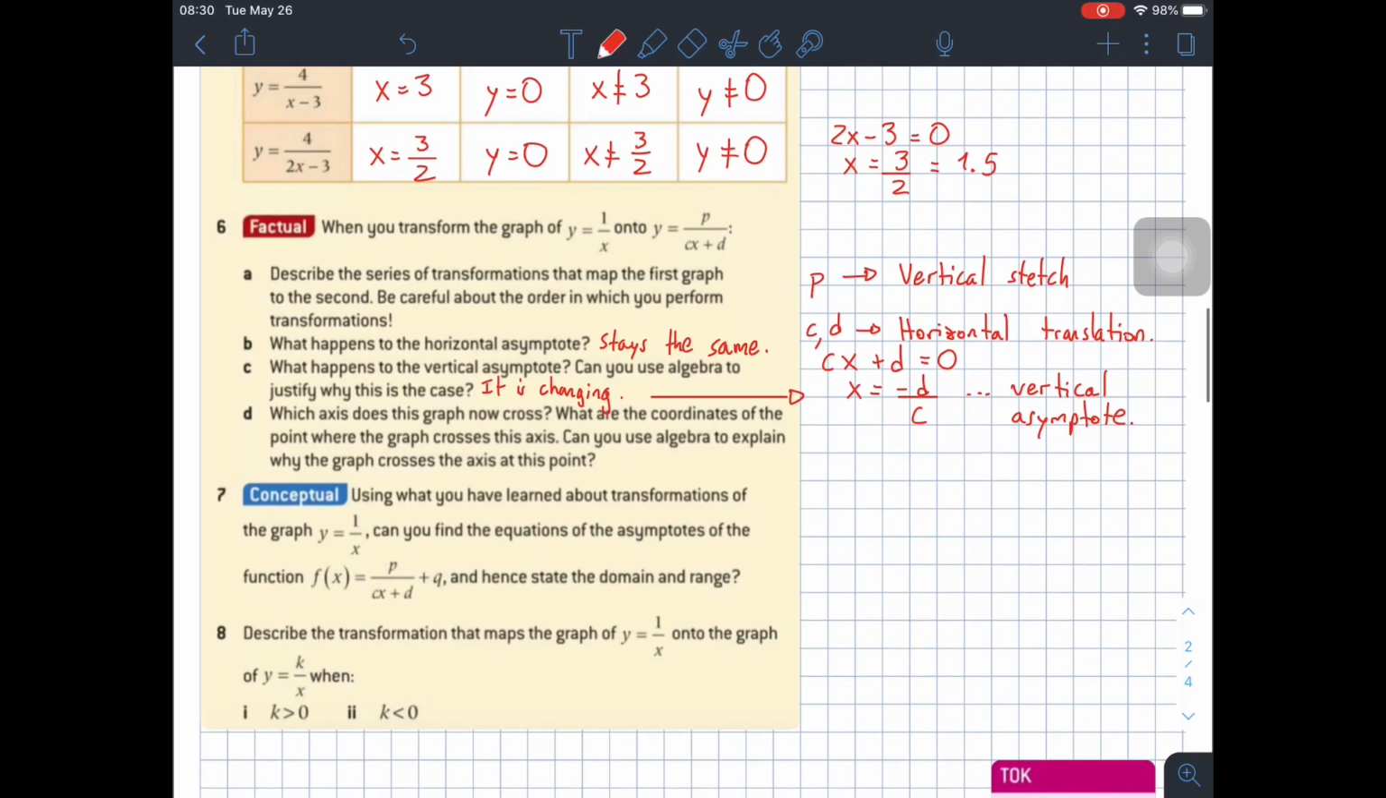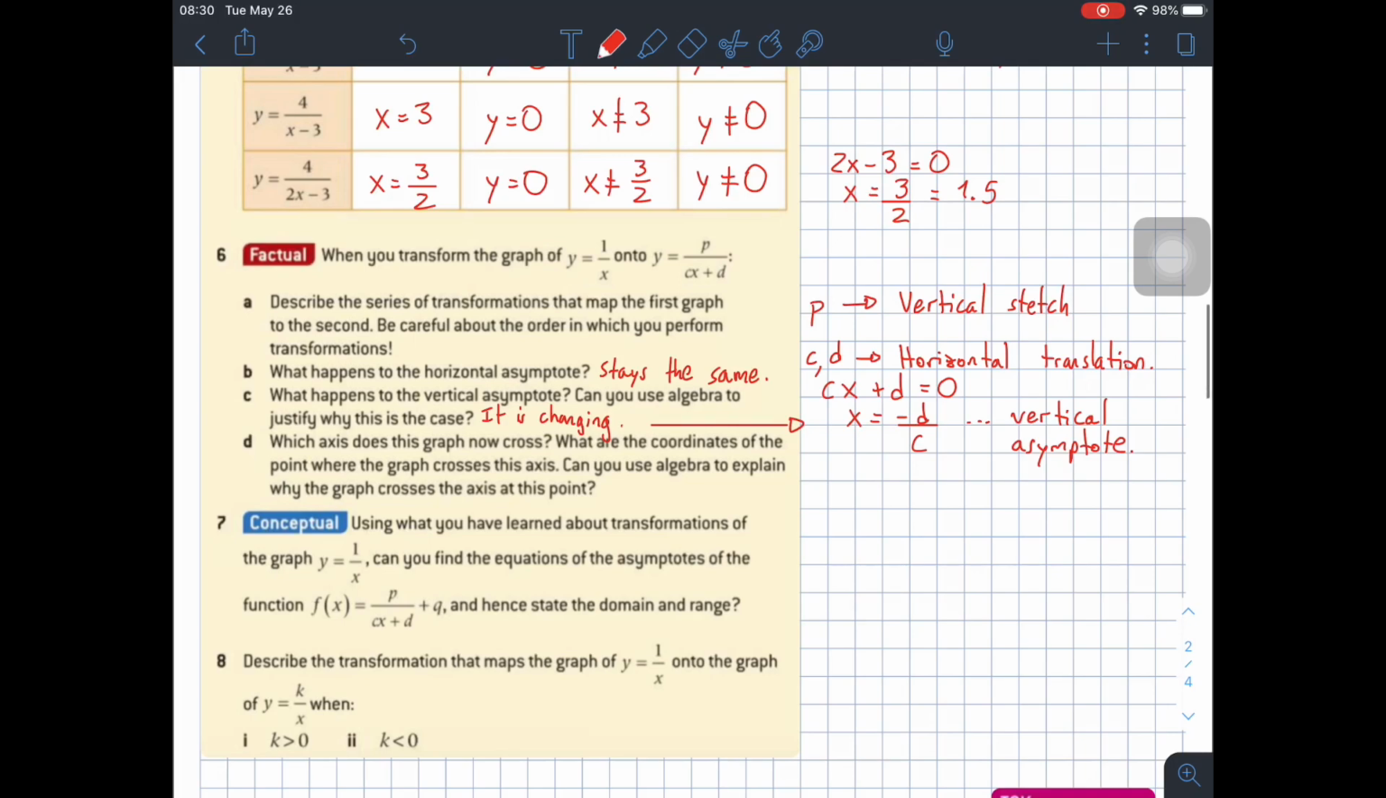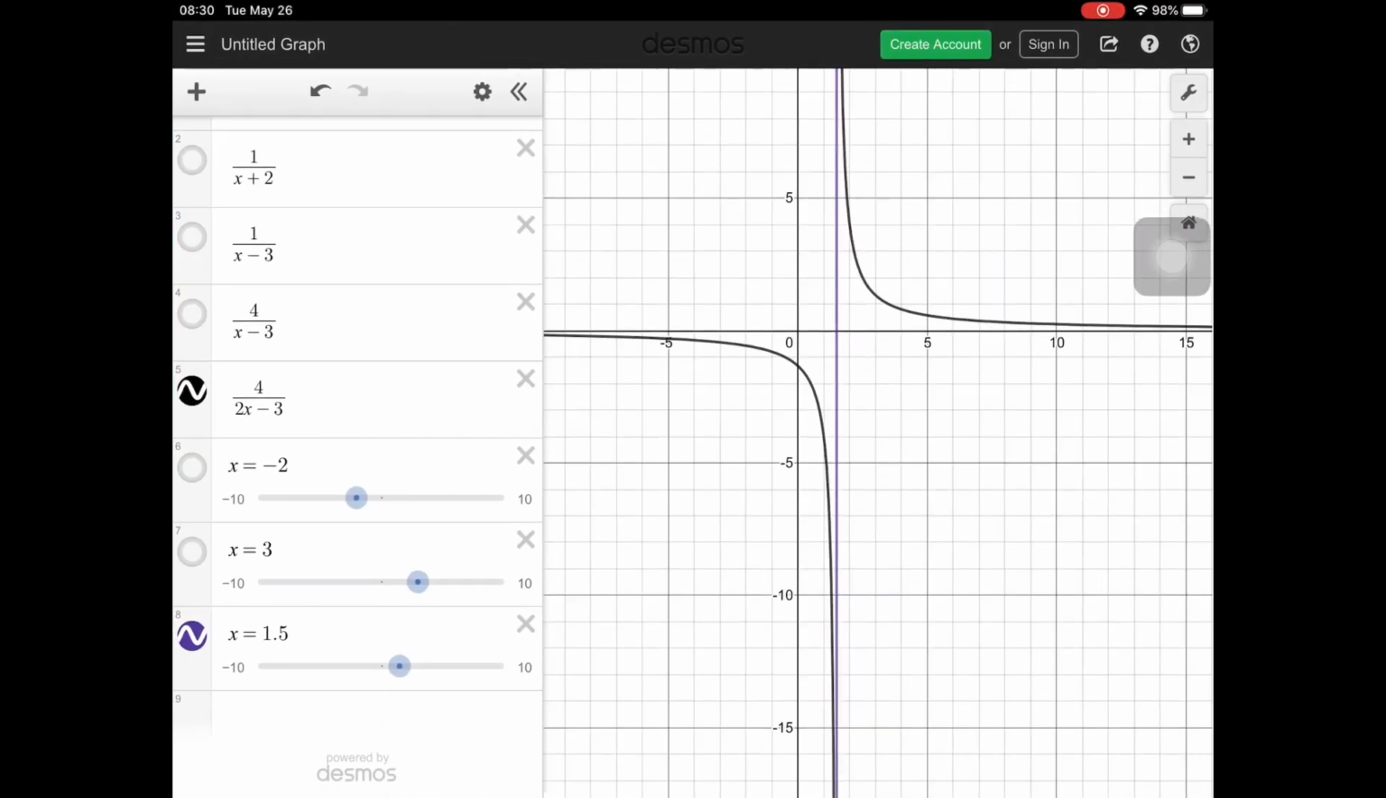Okay, which axis does this graph now cross? What are the coordinates of the point where the graph crosses this axis? Can you use algebra? Yes. So if we look at this case where we're changing the vertical asymptote, we're going to see that now the graph is crossing the y-axis, right? In the previous example, it was crossing the x-axis. Now it is crossing the y-axis. So we're going to set the value of x to 0 in this case.